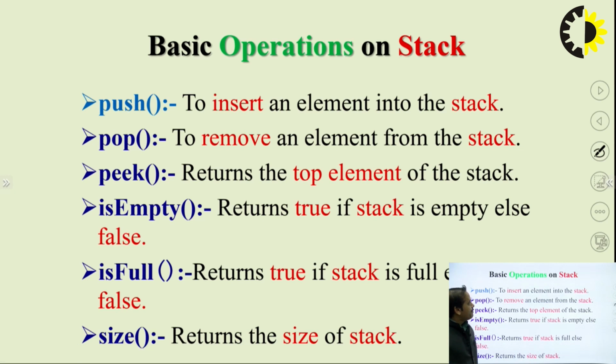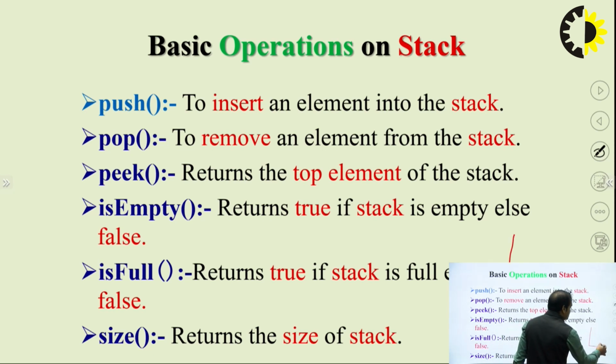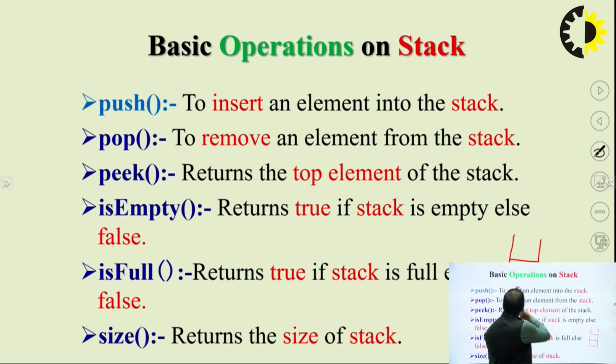The next topic is basic operations on stack. The first operation is the push operation. In case of an array we know it as insert, but here this operation is called push. That means if we have a stack and we want to push or insert an element, we call the push function, which inserts an element into the stack like this. The first element comes at the bottom, then the next element on top of it, and then we insert the next element.